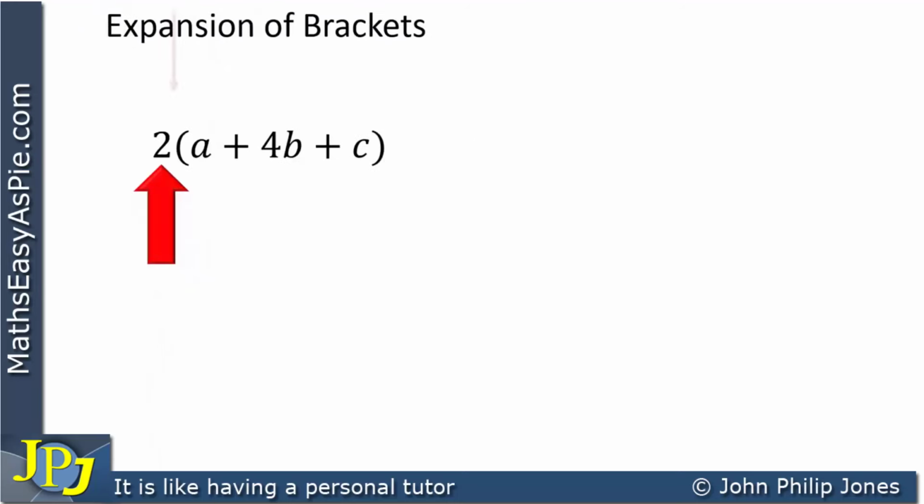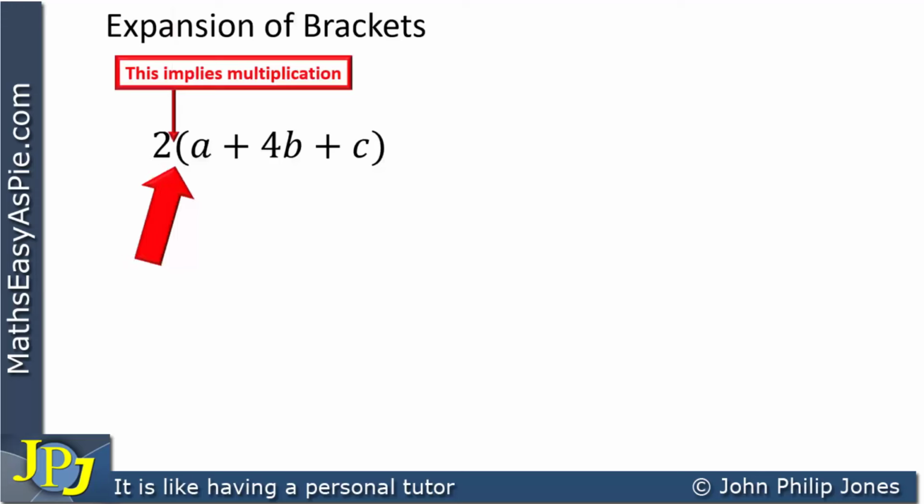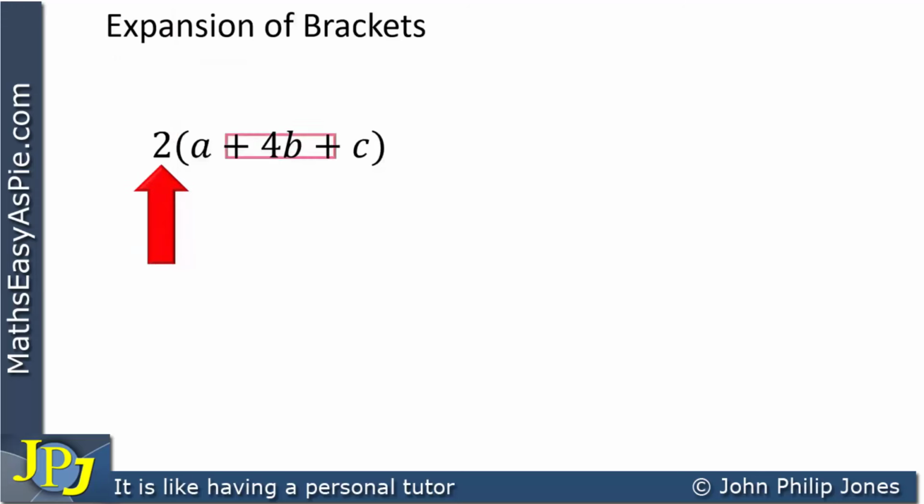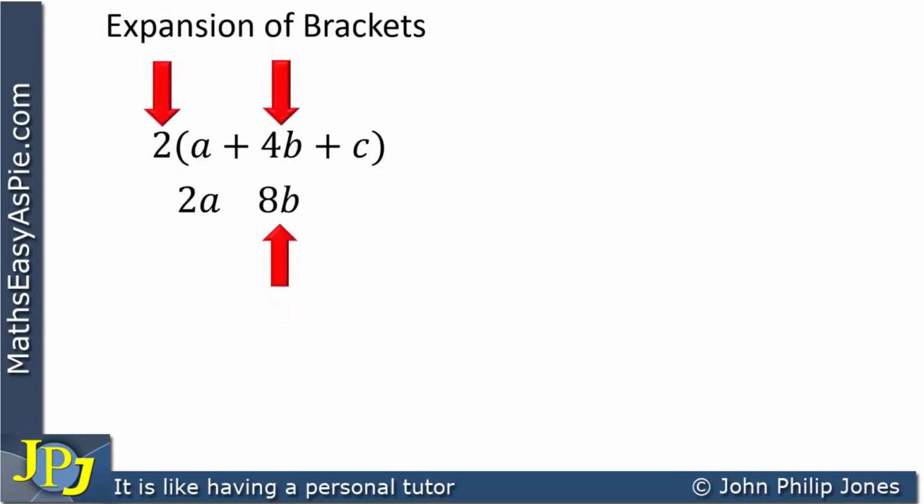We can see we have 2 here, and in this region there is no sign. Now this implies multiplication. Consequently, this 2 will multiply the contents of the brackets. 2 will multiply this a to give 2a. We can further say now that the 2 will multiply the 4b, and this will give 8b. And then we can say that the 2 will multiply the c, and this will give 2c.